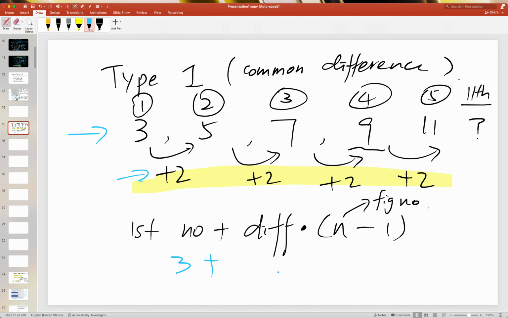Can you see? It's plus 2, and the figure number, they want the 11th, right? So I just put 11 inside, times minus 1. So all you need to do is, do you have a calculator? Please bring your calculator. I need your calculator to give me the answer. Can you key this into your calculator? By the way, in between is times.